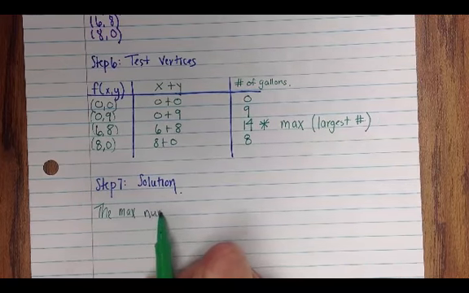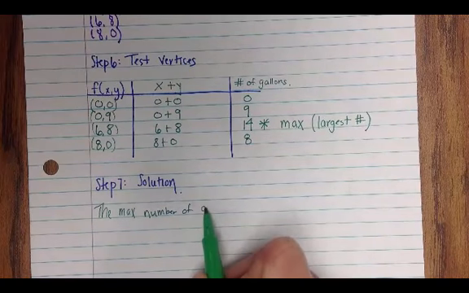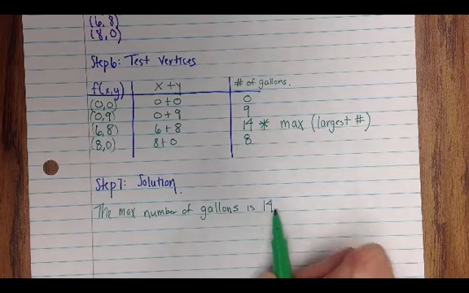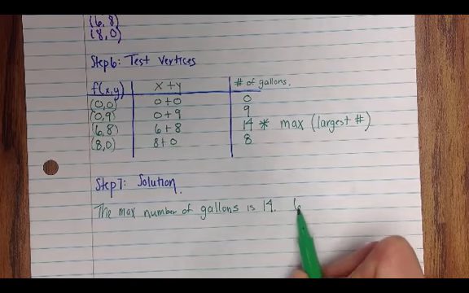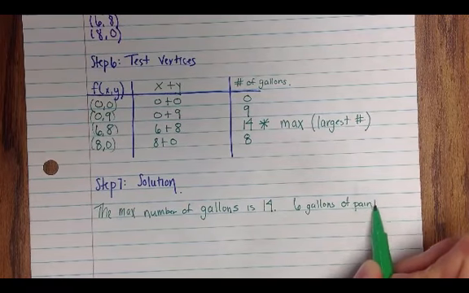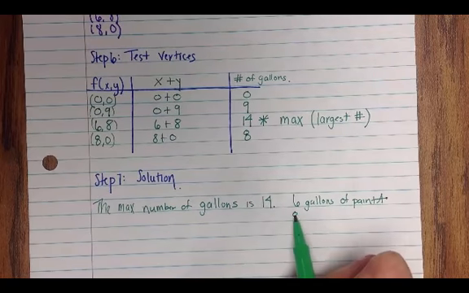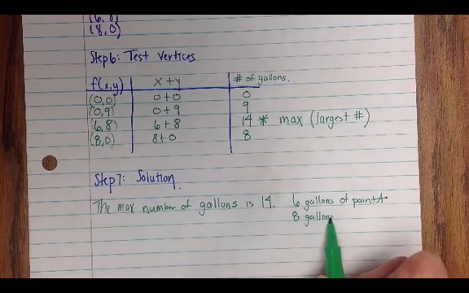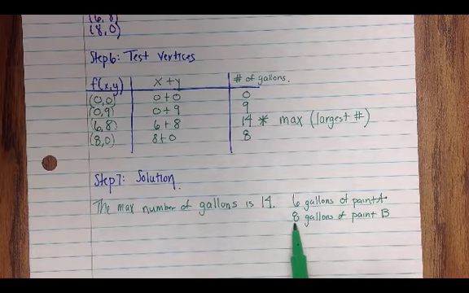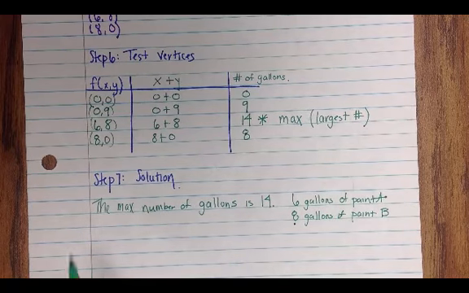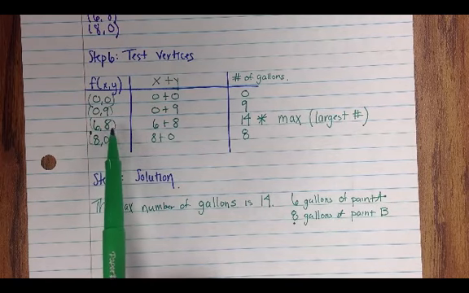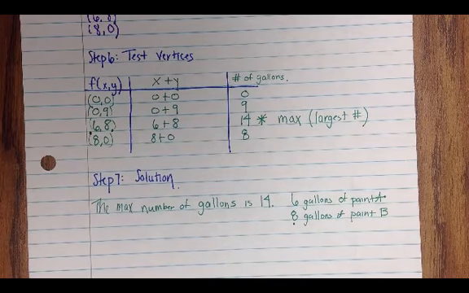number of gallons is 14, and that's being made when we have 6 gallons of paint A and 8 gallons of paint B. And we know it's 6 and 8 because when we defined our variables, we said let X be the number of gallons of paint A and let Y represent the number of gallons of paint or color B.